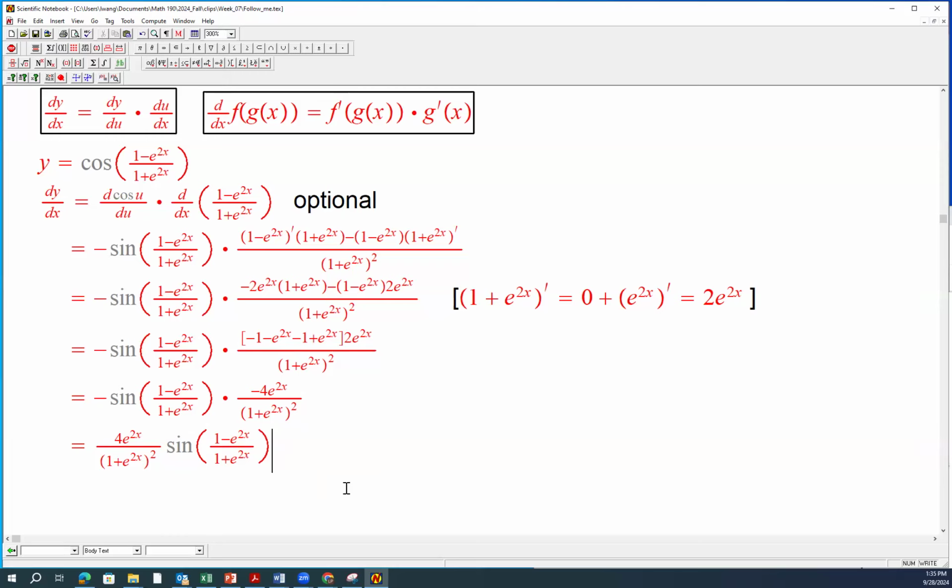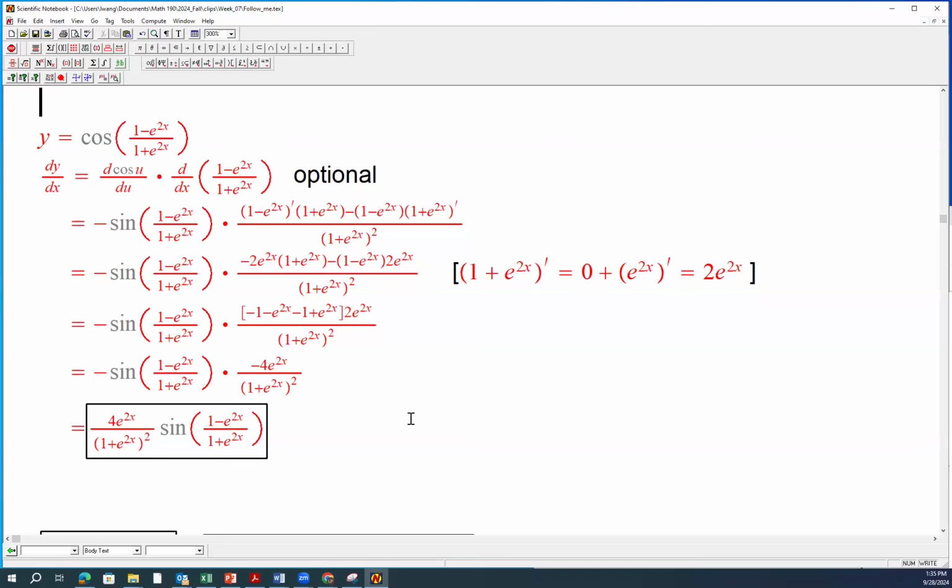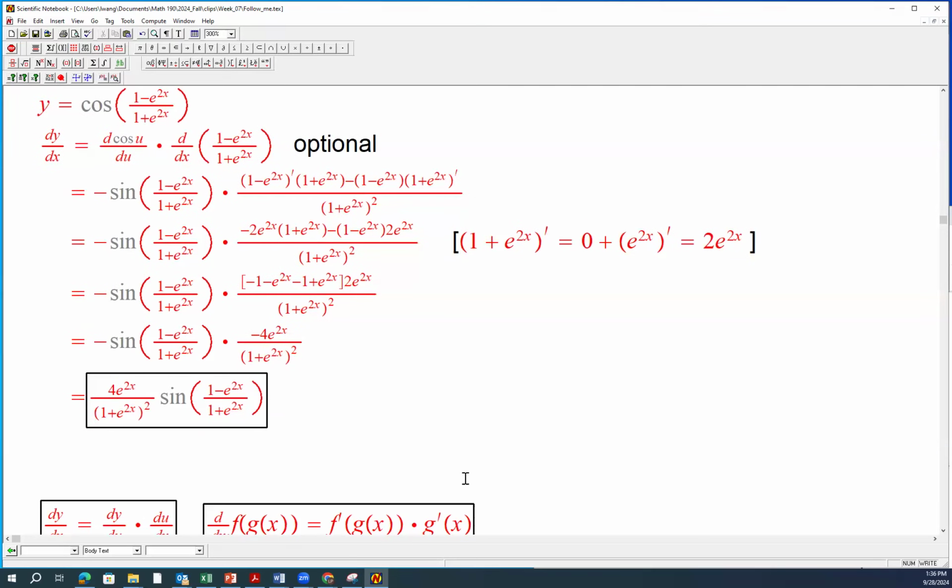Can we reduce it? No, you cannot. We cannot combine this denominator with the inside of the sine. We cannot. So this is the final answer. Okay? All right. Chain rule. That was the question.